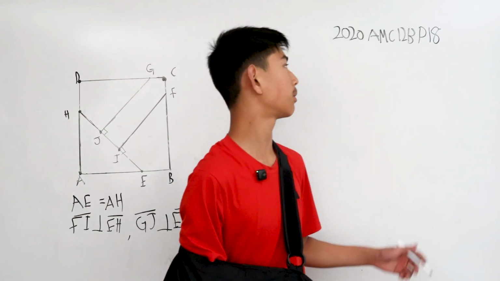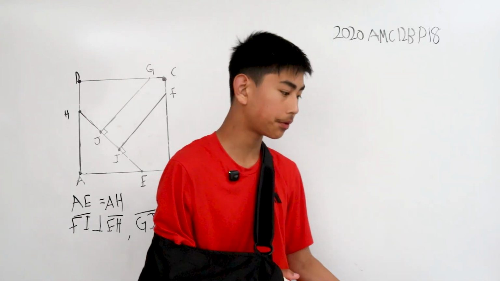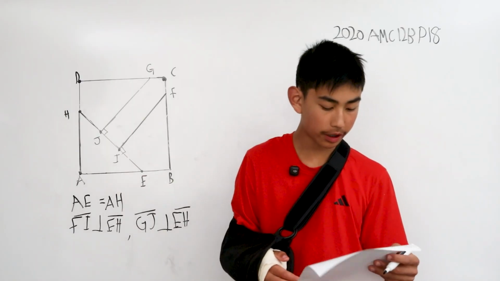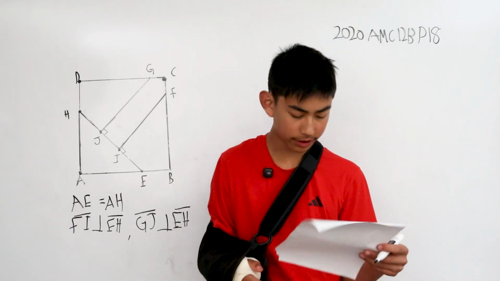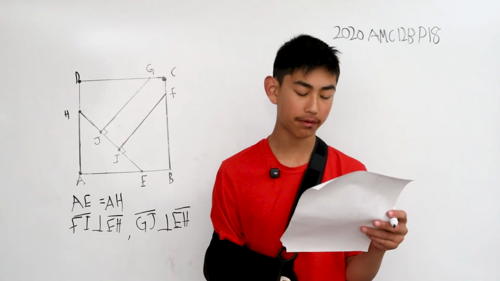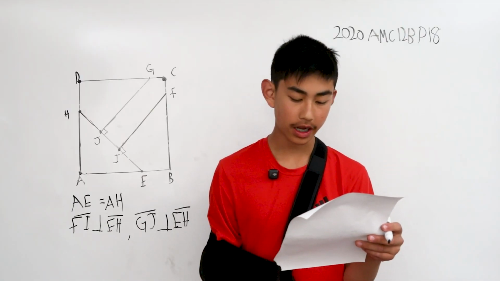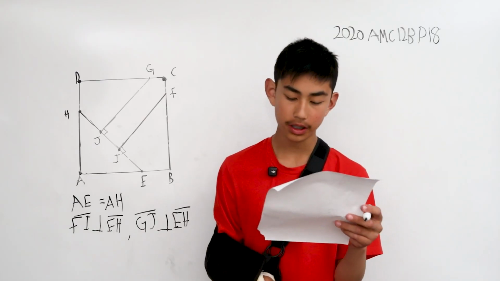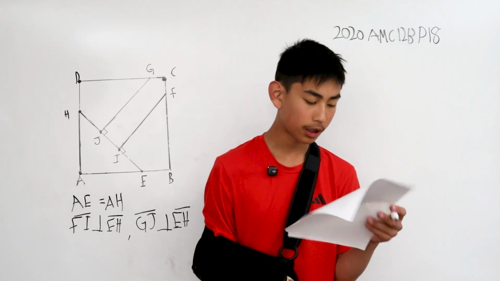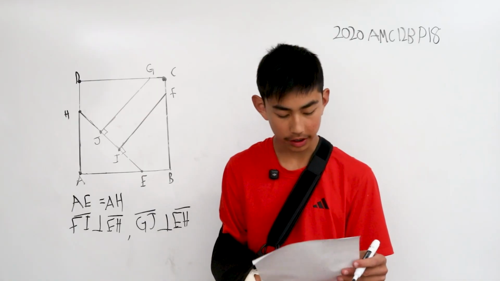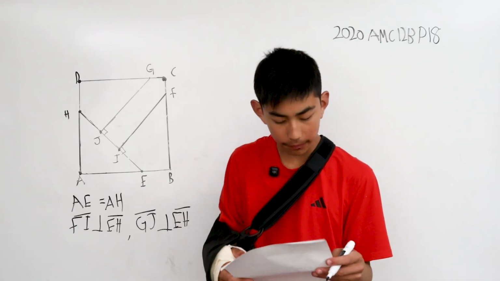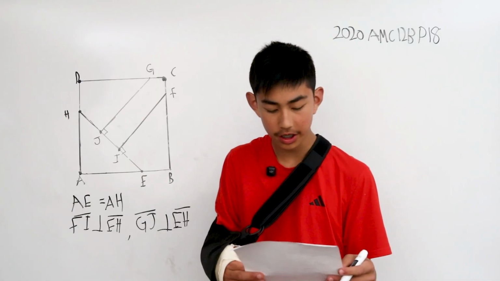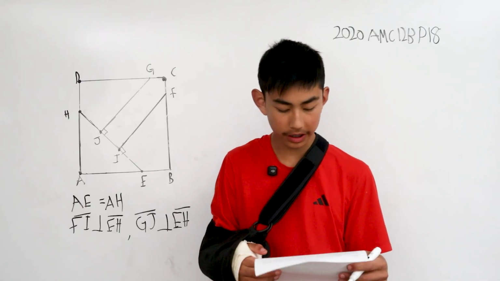We're solving problem 18 from the 2020 AMC 12B. In square ABCD, points E and H lie on AB and DA respectively, so that AE equals AH. Points F and G lie on BC and CD respectively, and points I and J lie on EH, so that FI is perpendicular to EH and GJ is perpendicular to EH.